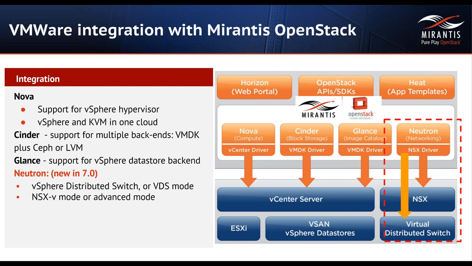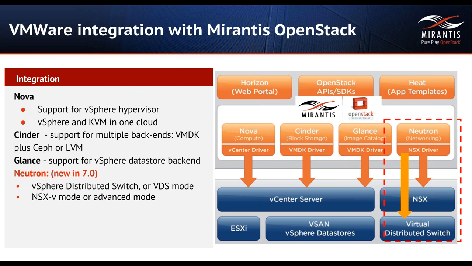So that's the integration we have done together over the past few releases, right? Right. What is new for this 7.0 release is we are bringing the neutron networking into this solution. That's what we are going to focus on in today's session. We're introducing two modes of the neutron plugins. The first one is vSphere distributed switch, VDS mode. The second one is NSX-V mode, or advanced mode.